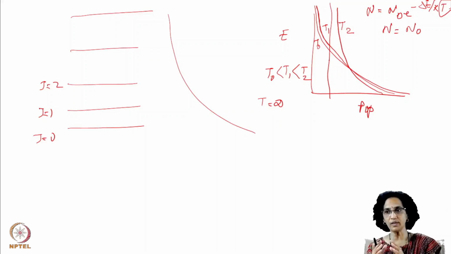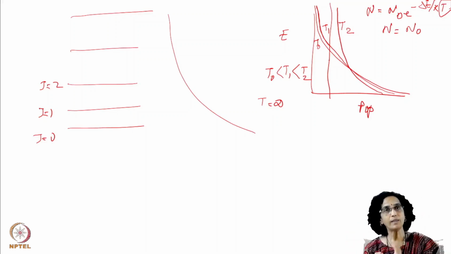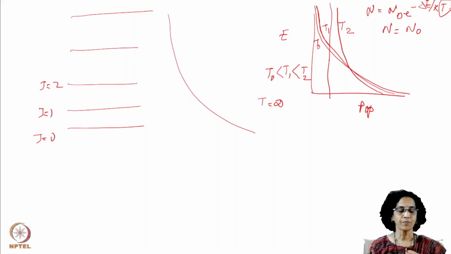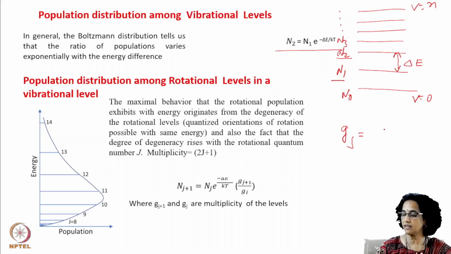The molecule can have different rotational axes, and the plane of rotation is different. It can rotate in this direction, in this direction, in this direction. But are all the planes allowed? Because if that is so, then the multiplicity should become infinite for all J levels. It is not like that. The multiplicity g for a particular level J is 2J plus 1.